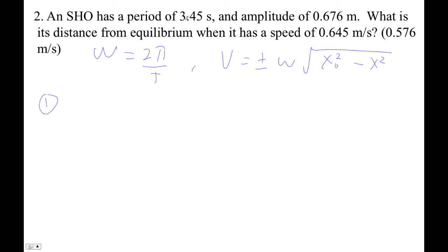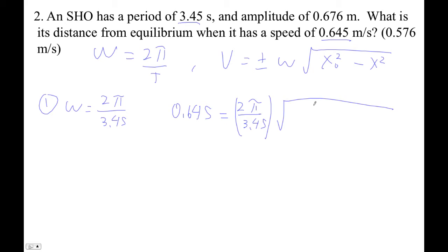So my first step is that we've got the period, right? So omega is 2 pi divided by the period. My next step is to just set this up, right? What is its distance? So 0.645 equals omega. I'm just plugging numbers into there, right? And I'm not going to bother about the plus or minus because this is plus. I'll make this plus, right? Then square root of amplitude. Okay, so 0.676, and then minus x squared, right?